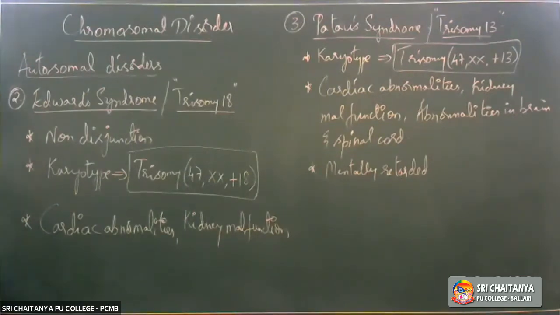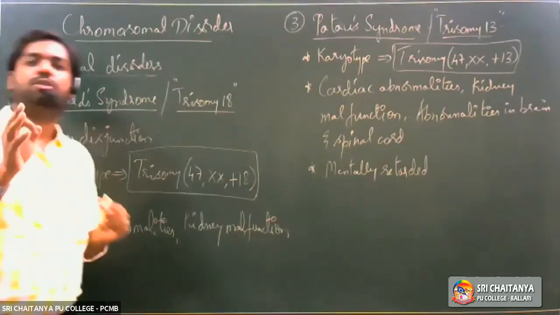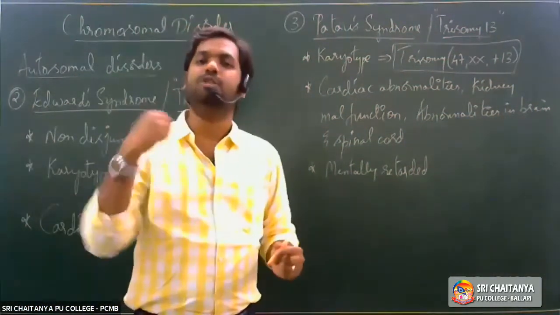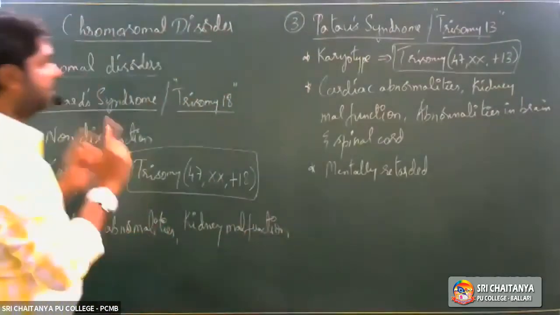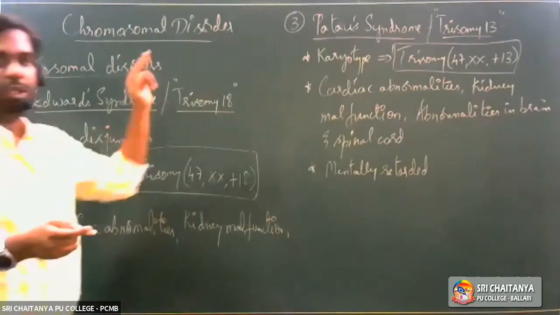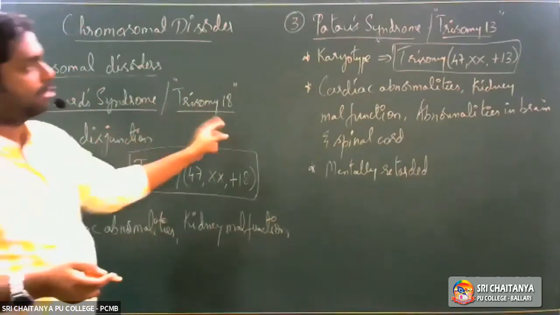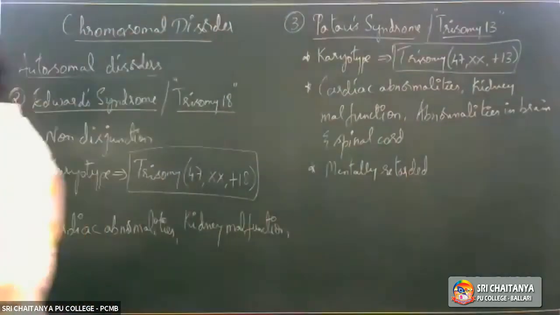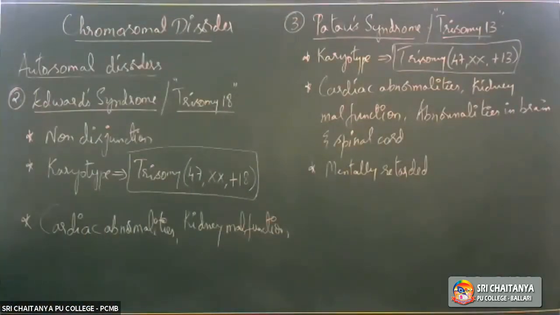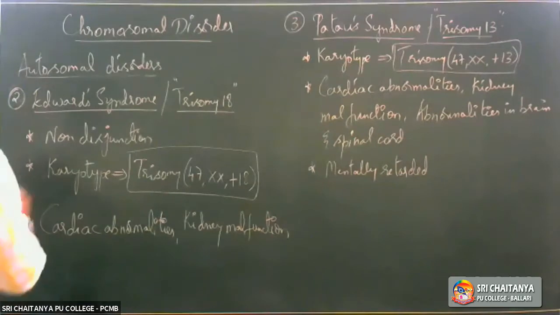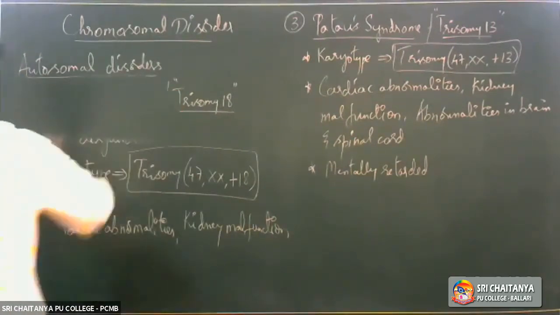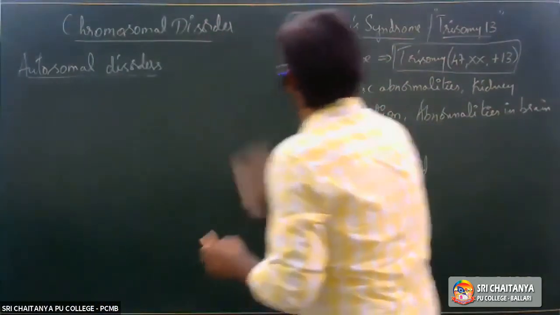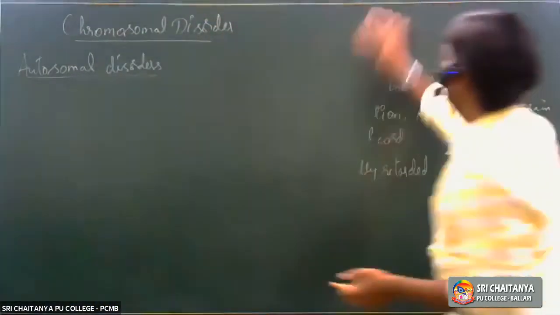So till now we have taken up 3 disorders. All 3 disorders are related to aneuploidy type of mutation, where there is addition of one extra chromosome. First, Down syndrome, which we call trisomy 21, Edwards syndrome, trisomy 18, and Patau syndrome, trisomy 13. Now let us take up one more disorder, which is referred to as Cri-du-chat syndrome.